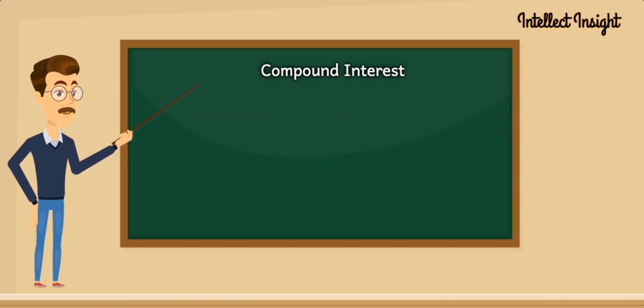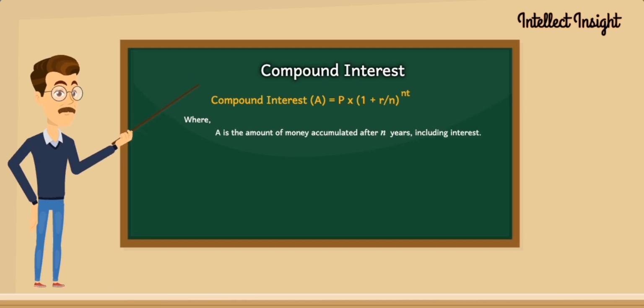For that, let's start with the basic formula for compound interest. The formula is A = P(1 + r/n)^(nt), where A is the amount of money accumulated after n years, including interest. P is the principal amount, meaning the initial amount of money which you have invested.